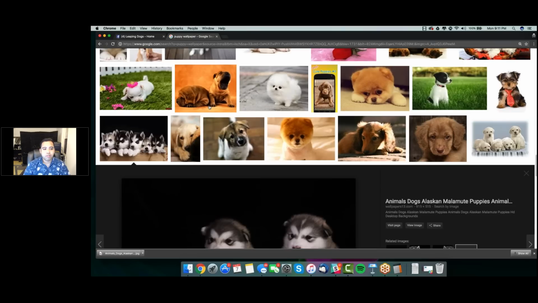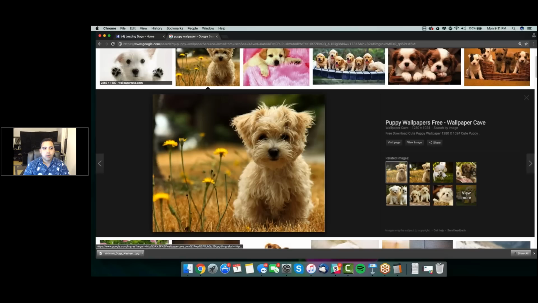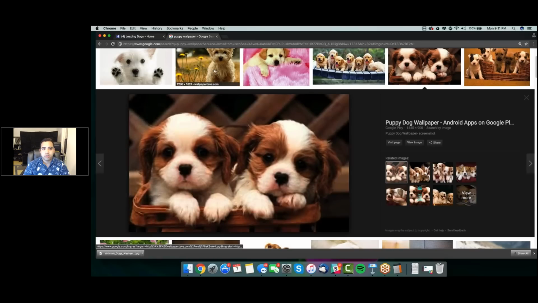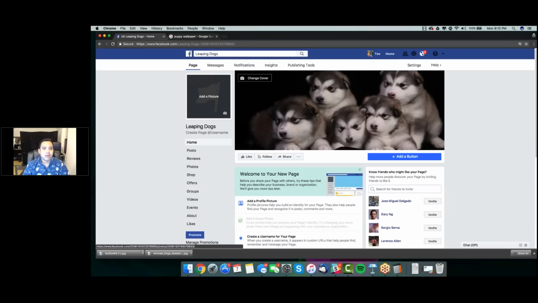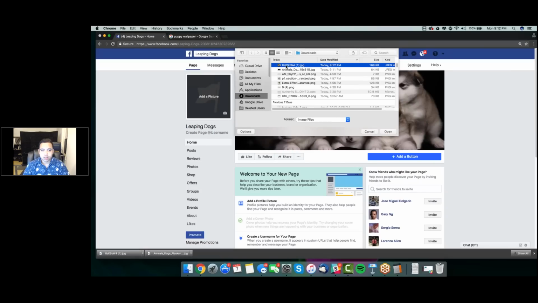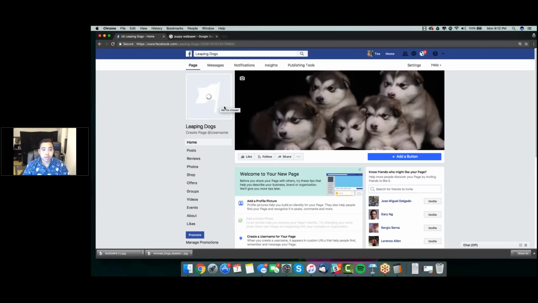That's why I want some sort of dog face. So dog face, even something like this, something like that. Let's do this one because this one's really cute. So I'm going to save that one. Okay, and I'm going to go in here, add this picture, upload a photo. I'm going to put that on here. And this is going to be my dog face.